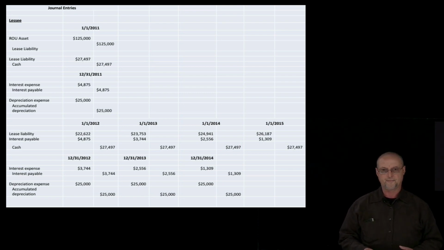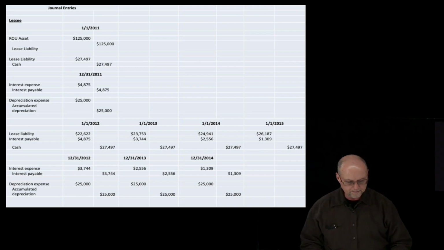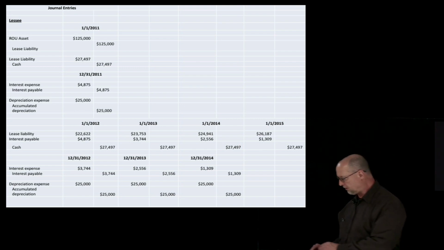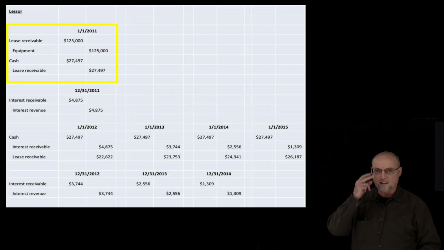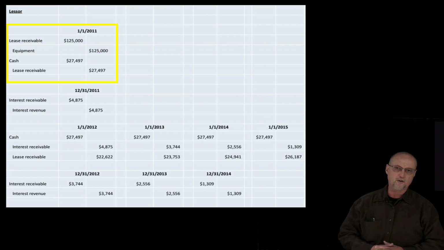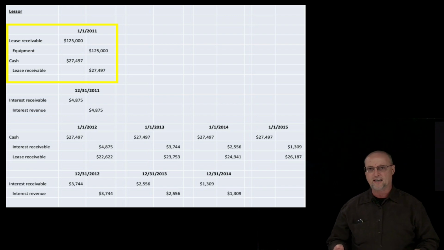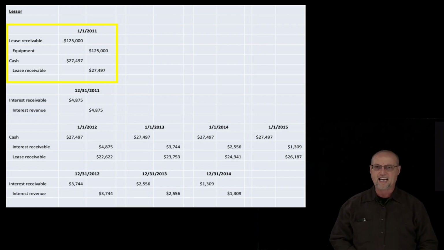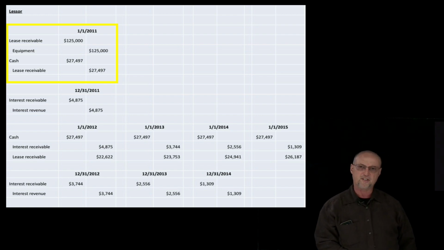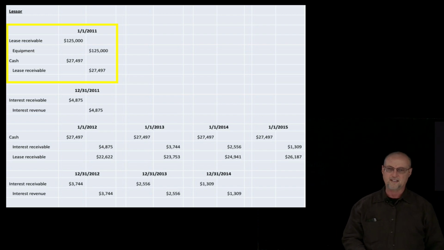Okay? Now, the lessor, on January 1st of 2011, they're going to record a lease receivable for $125,000, and they're going to credit the equipment account. That's that derecognition we talked about, for $125,000. And remember the lease payment, same day, first lease payment, they're going to debit cash for $27,497, and they're going to credit the lease receivable for $27,497.